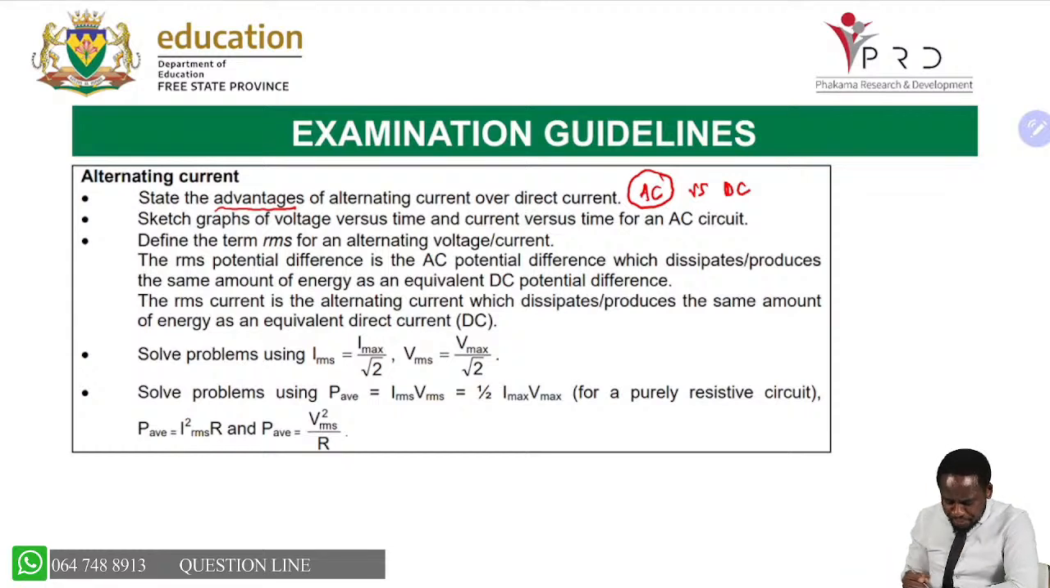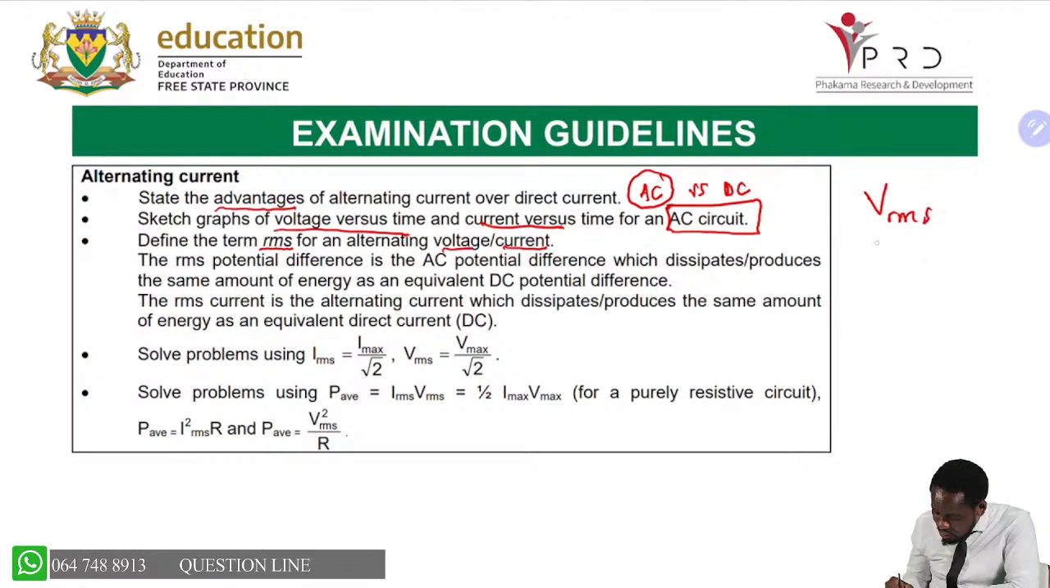Then we also have to be able to sketch the graph of voltage versus time and current versus time. This is for an alternating current circuit. Then we must be able to define the term root mean square voltage as well as root mean square current. So we've got VRMS as well as IRMS.